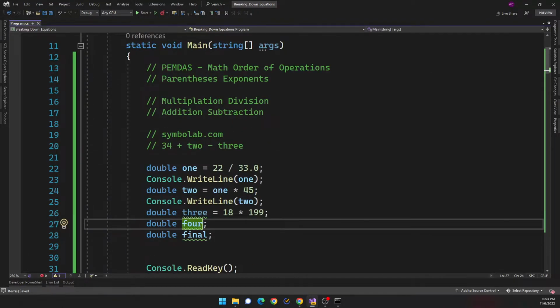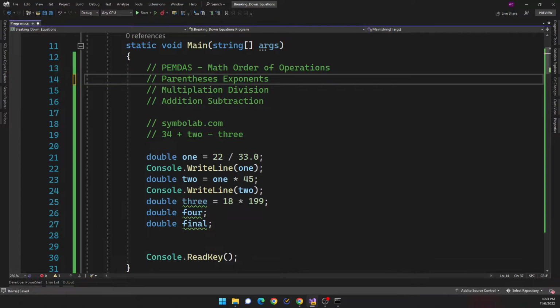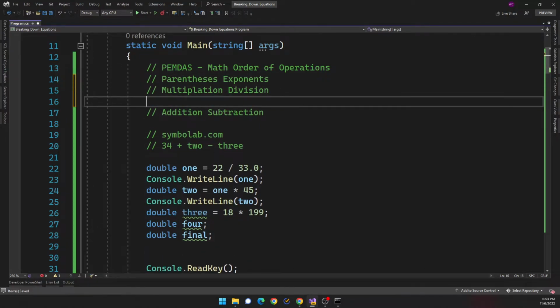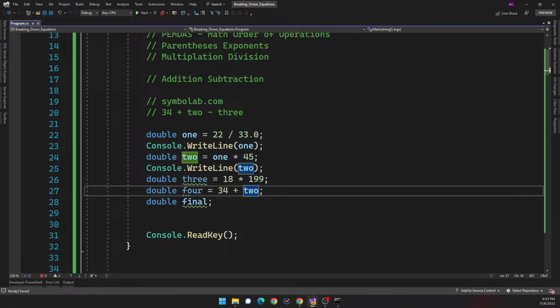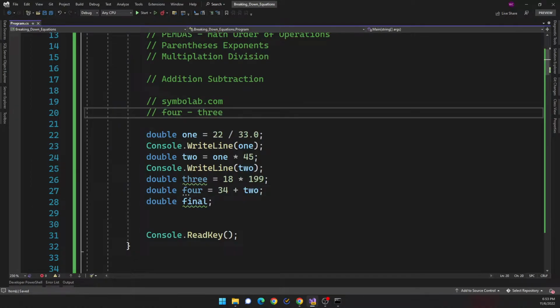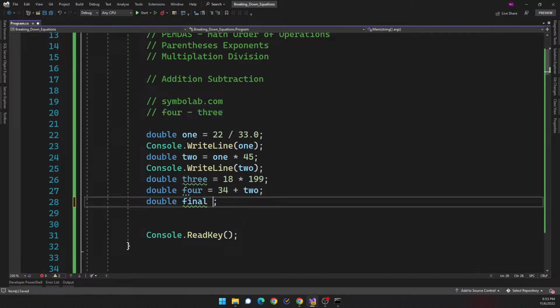Now that we're all done with our multiplication and division, we only have plus and minus left. We're going to go from left to right on these. So between 34 and 2 for our fourth operation, go ahead and replace that with 4. And now we only have one operation left. This is between our variable 4 and our variable 3. So I'm going to go ahead and copy for our final, put equal, paste.